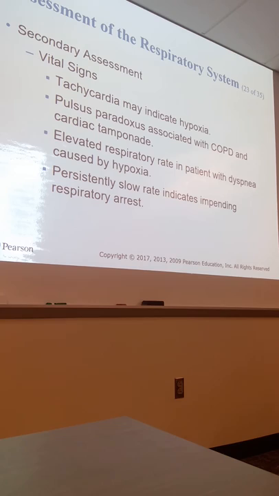Okay. All right. Secondary assessment, tachycardia may be hypoxia. Tachycardia can be a lot of things. It can be hypotension, it can be hypovolemia, it can be drugs, it could be hypoxia, it could be sepsis, it could be a million things. So nonspecific. Pulsus paradoxus. What is pulsus paradoxus?